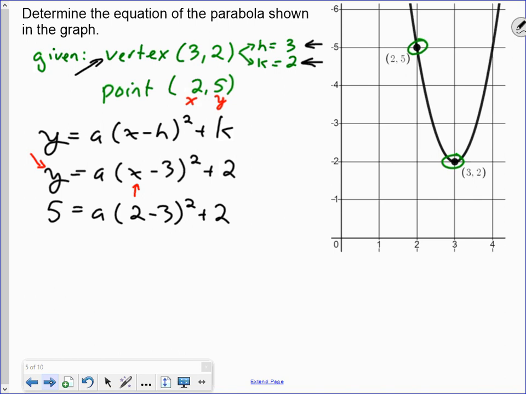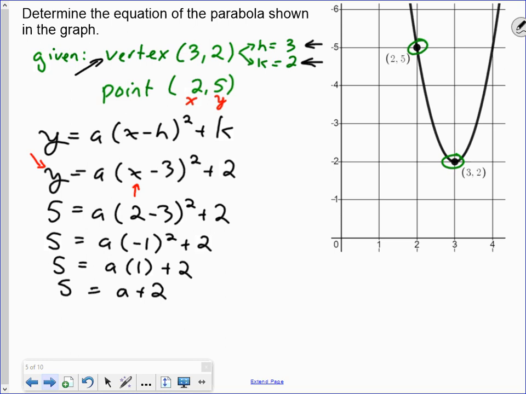So our y is 5, a(2 - 3)² + 2. Just like in the previous ones, I'm going to start by simplifying. I'm working in the brackets first to get the negative 1. Then I do the exponent. Negative 1 squared is just going to be positive 1. And then, well, I don't even need to write the 1, right? a + 2. And then, of course, I can just solve this for a by subtracting 2 from both sides. a is equal to 3.